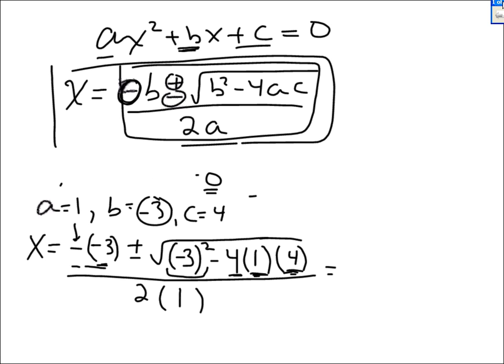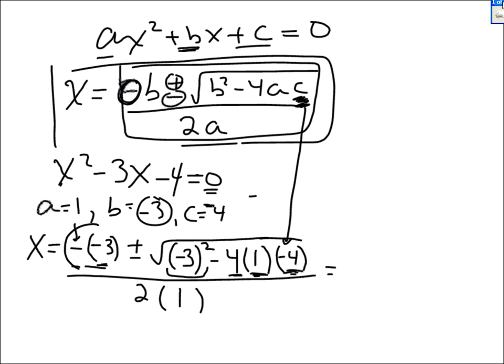The original problem was x squared minus 3x plus 4. I'm just going to write minus 4. I'm going to change c to negative 4. That's the only difference. And c, in the formula, only comes up in one place. Right there is c, and I change it to negative 4.